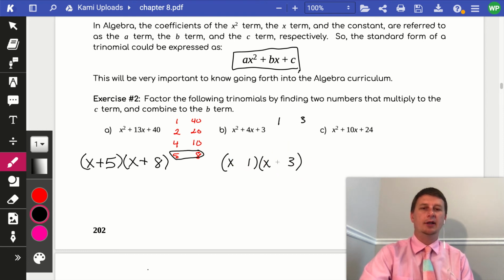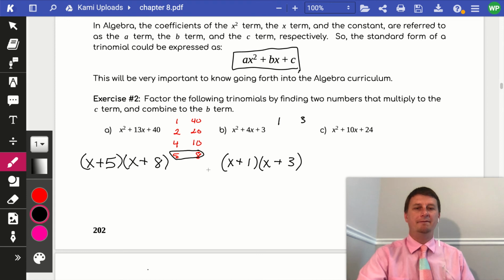And again, I'm going to look at my signs now. And how can I multiply a 1 and a 3 to get a positive 3? And the same way, I'm going to combine a 1 and a 3 to get a positive 4. And the way I do that is with two positive signs, because positive 1 times positive 3 gives me positive 3. And positive 1 plus positive 3 will give me a positive 4.